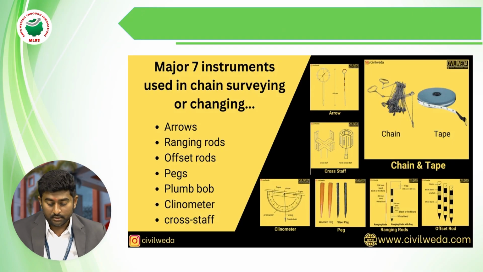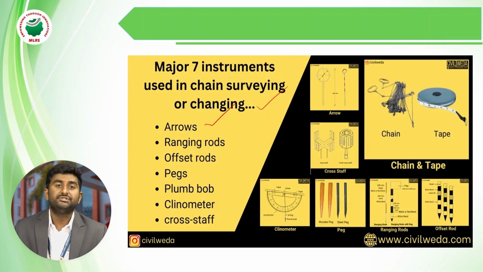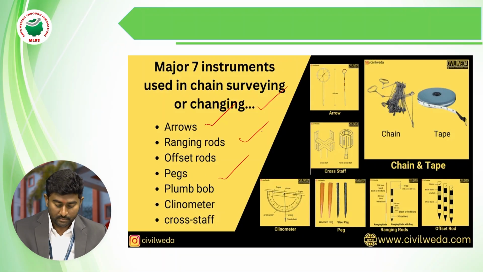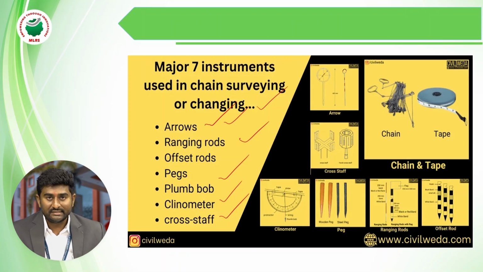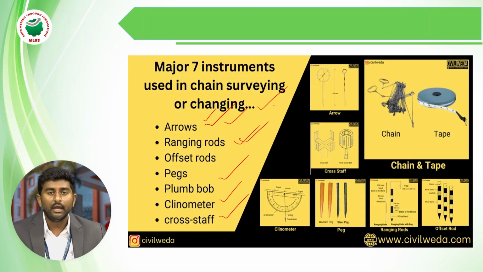Next, coming to the 7 major instruments used in chain surveying. First, you have to know about the chain, metric chain, arrows and pegs, plumb bob, clinometer, and cross staff. Arrows: what is the use of arrows? Intermediate points are identified by fixing the arrows. Ranging rods: for large survey lines, points are identified by fixing the ranging rods. The ranging rods are 2 to 3 feet in height.